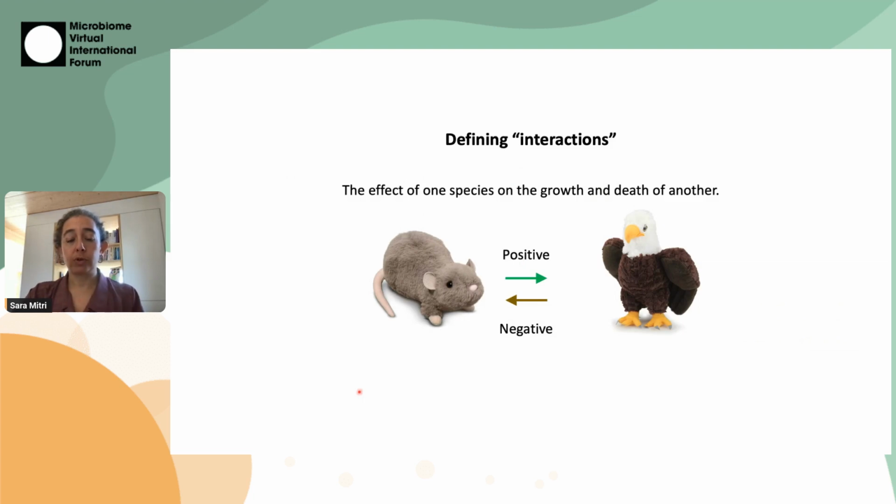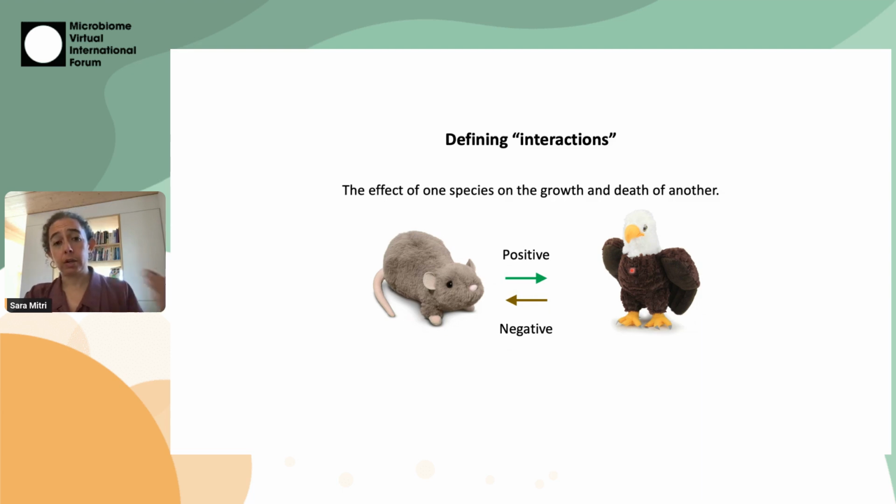So just for us all to be on the same page, I'd like to define what I mean by interactions. And there it's the effect of one species on the growth and death of another. So a very classic example comes from predator and prey relationships, where the prey experiences negative effects on its growth or positive effect on its death. Let's formulate it in terms of negative effects on the population size. And then, of course, the presence of the prey has a positive effect on the predator.